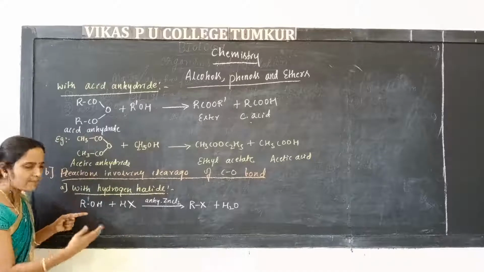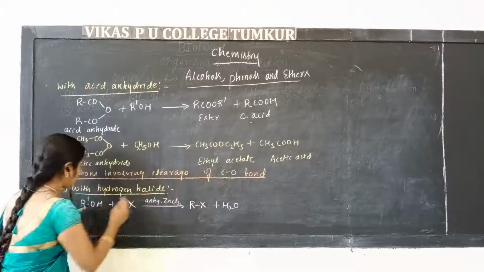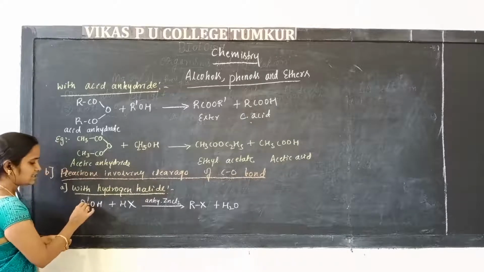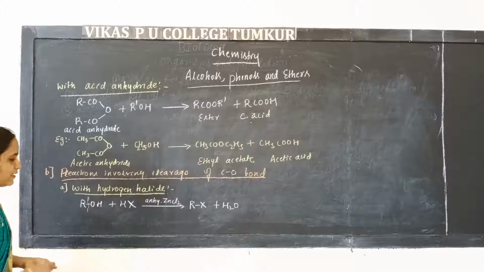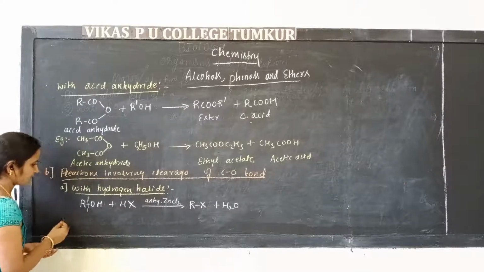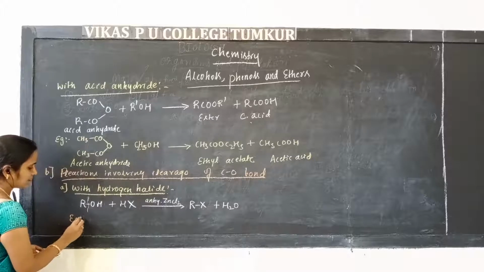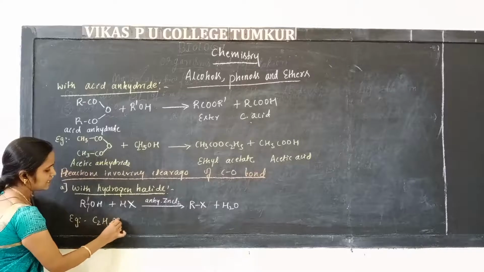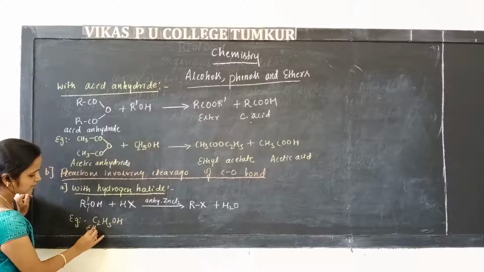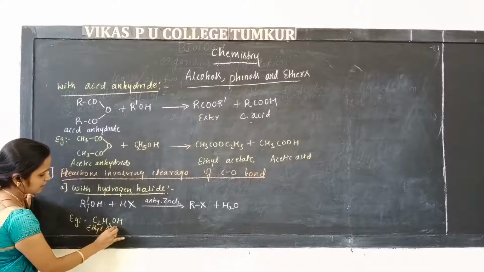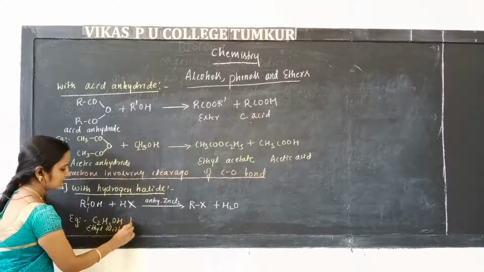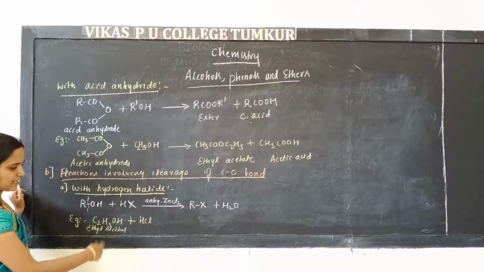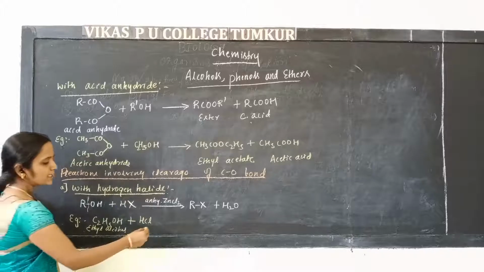In this, what happens is the cleavage of the CO bond. You can observe it. Now you can take an example, any example, say C2H5OH. The name of this compound is ethyl alcohol. This ethyl alcohol is treated with hydrogen chloride, that is hydrochloric acid.